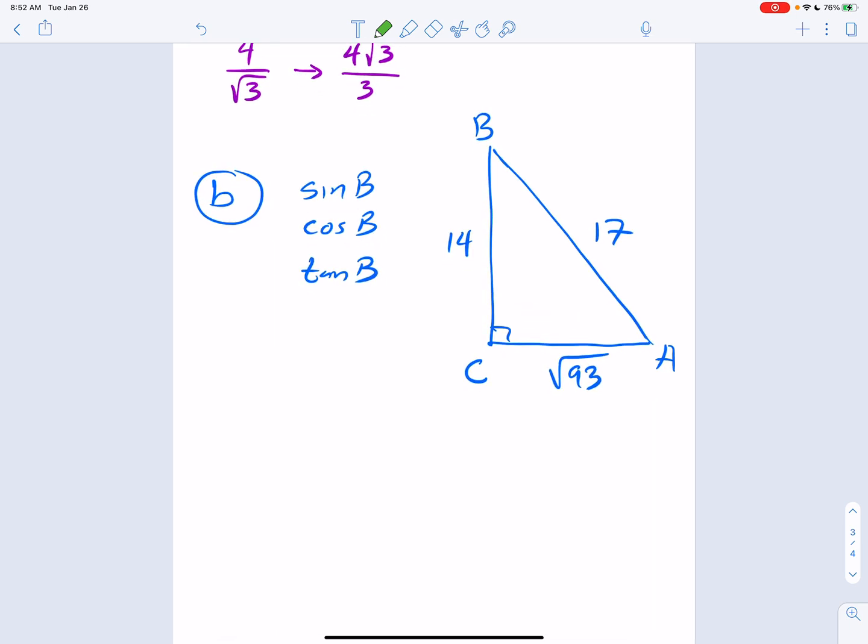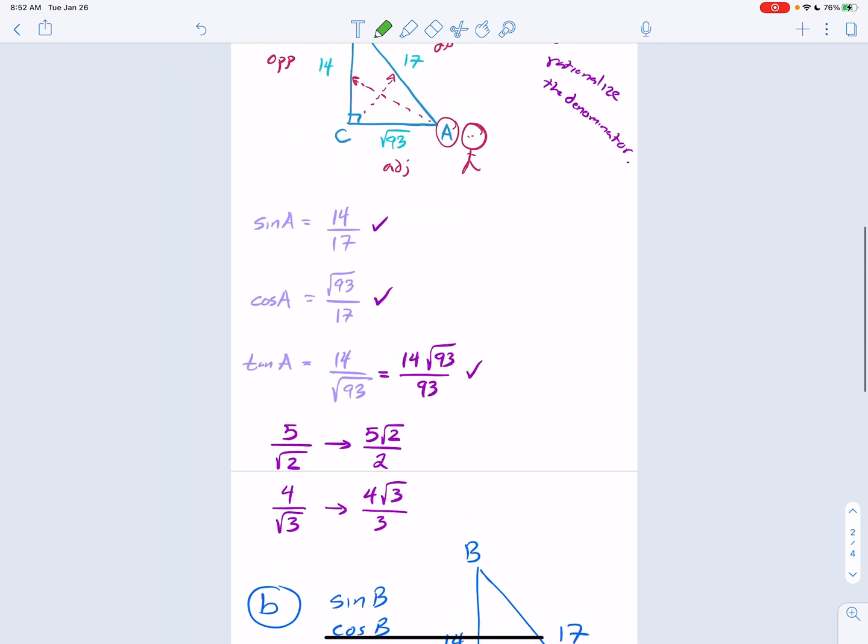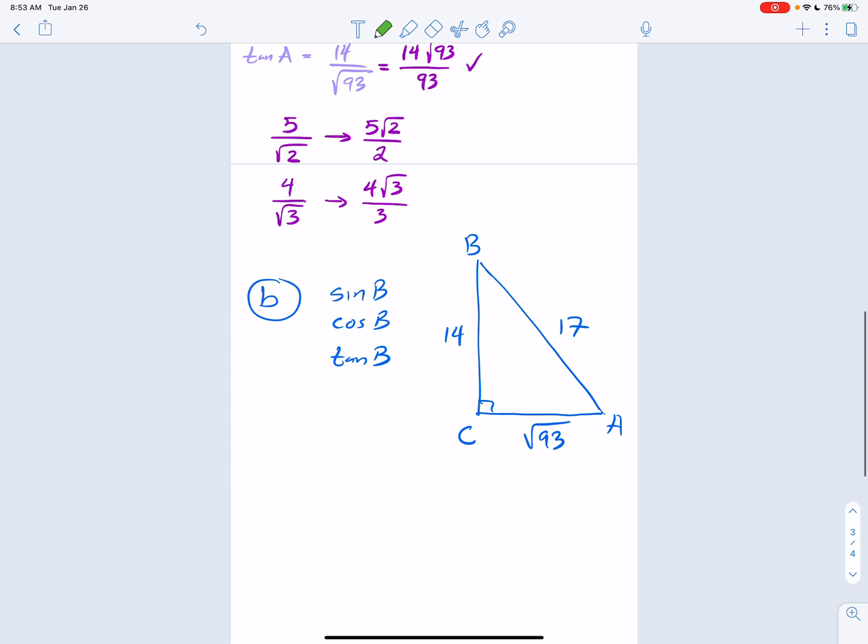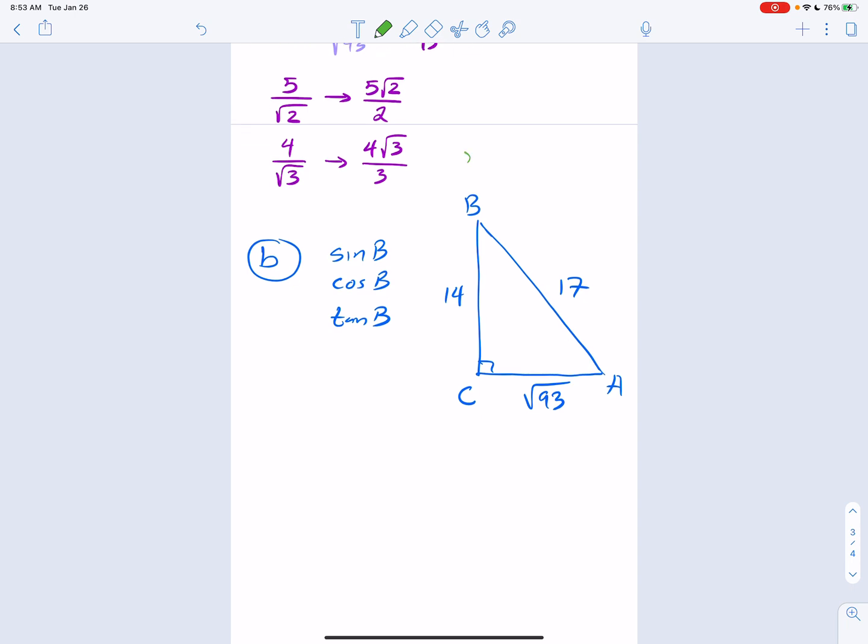So here, you're trying to find out the sine of B, cosine of B, and tangent of B. Where you're standing is different, whereas in part A, you were standing on angle A. Here, your little person will be standing at angle B. Directly across from the little person is your opposite. Always across from the right angle is your hypotenuse. And right next to you is your adjacent.